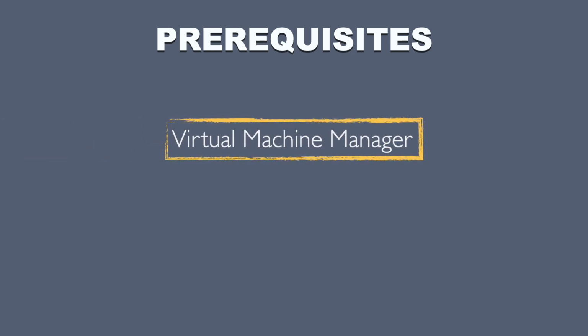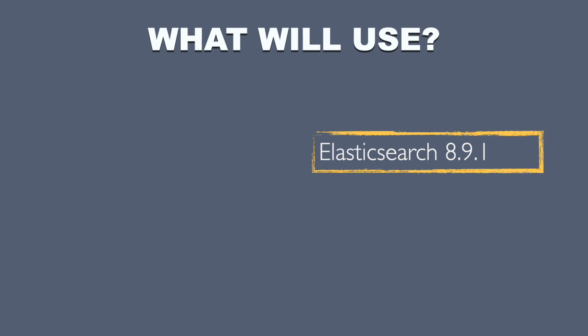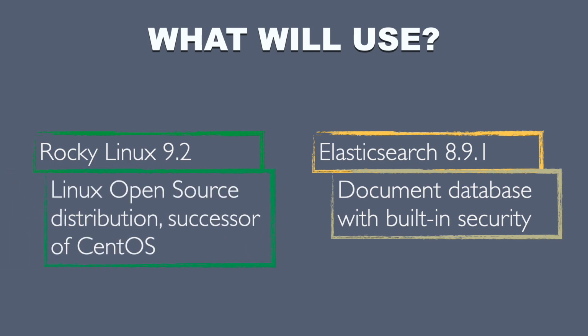Prerequisites for this tutorial are to have a virtual machine manager, whether it's Parallels, VirtualBox, VMware, or any other that works for you. You are going to use Elasticsearch 8.9.1, the exact version, as a document database with built-in security on Rocky Linux 9.2, which is a Linux open source distribution, successor of CentOS.